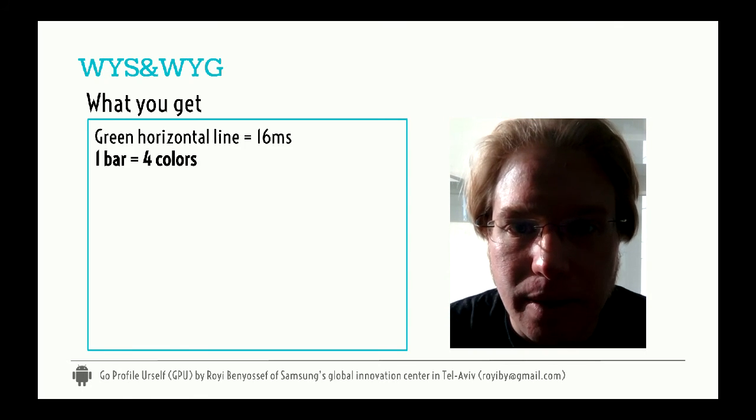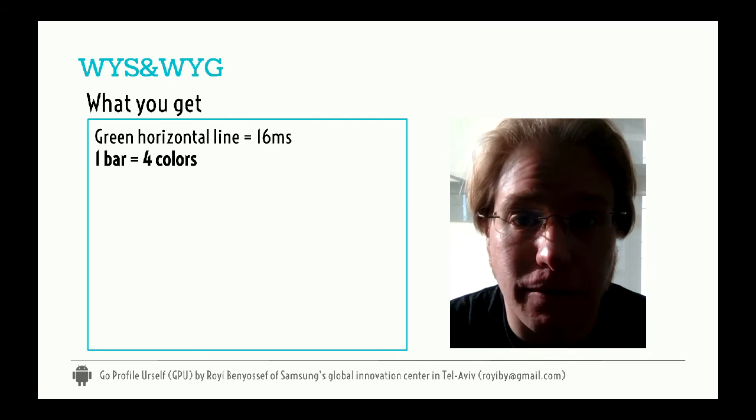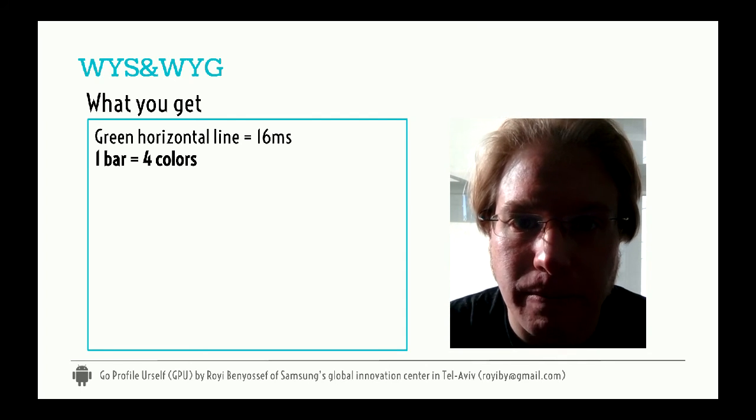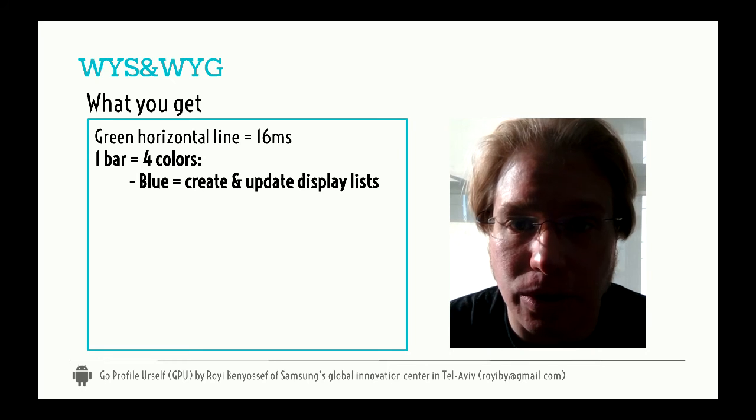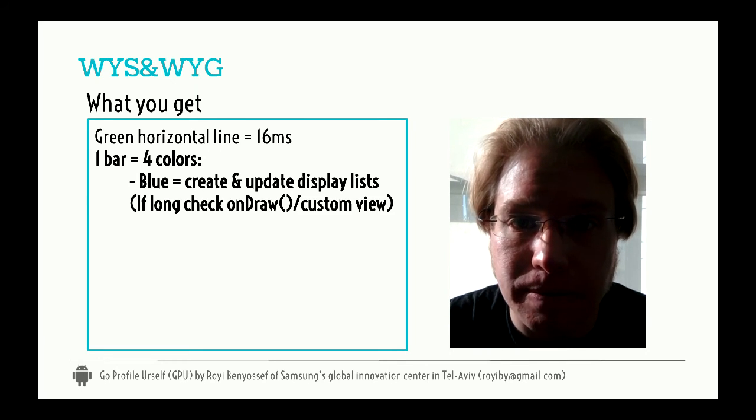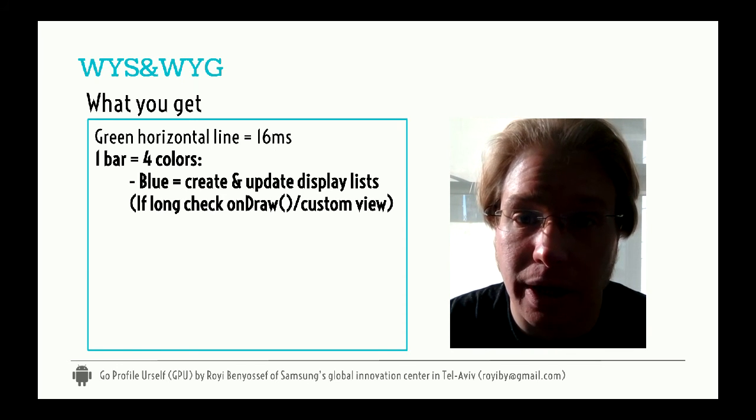And the bars have 4 colors, which have the following meaning. Blue is for the time it takes Android to create and update the display lists. So if it is too long, it is most likely that there's an issue with one of your custom views, and I would start by looking at your onDraw methods.